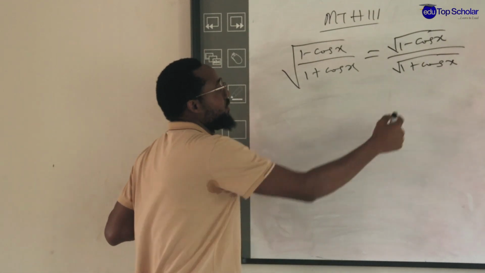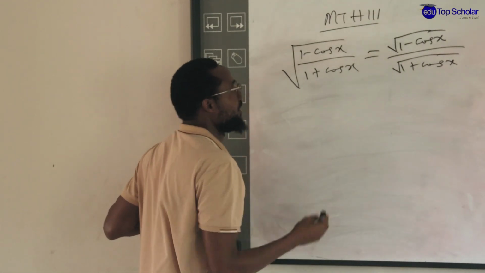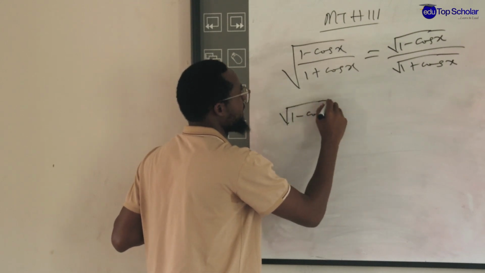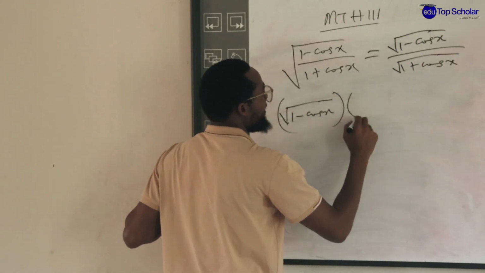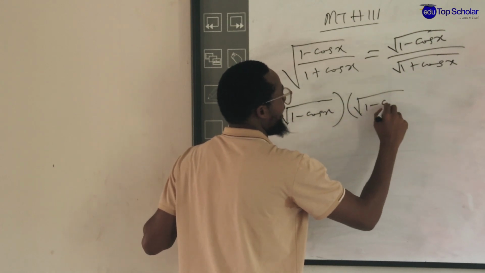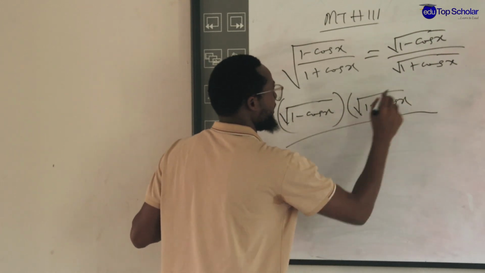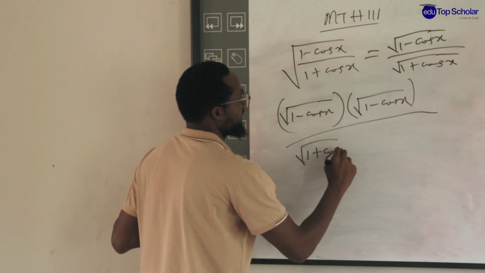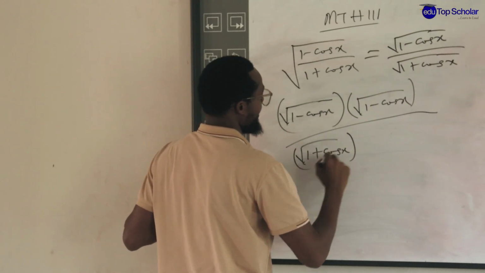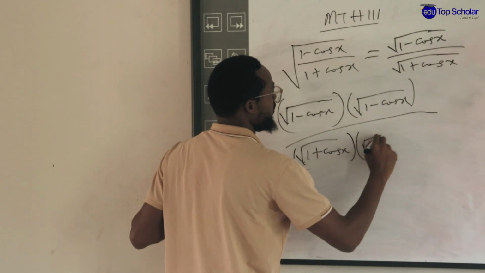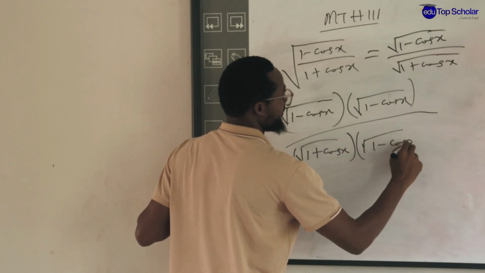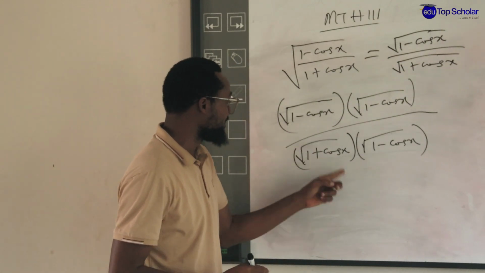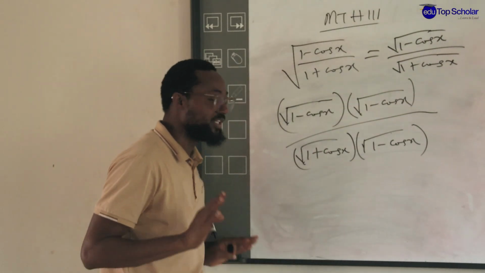Therefore, rationalizing this, we want to take the conjugate of the denominator, which will now be root 1 minus cos x multiplied by root 1 minus cos x, all of this divided by root 1 plus cos x multiplied by root 1 minus cos x. We have taken the conjugate of the denominator to multiply both the numerator and the denominator. The rest here is just arithmetic.